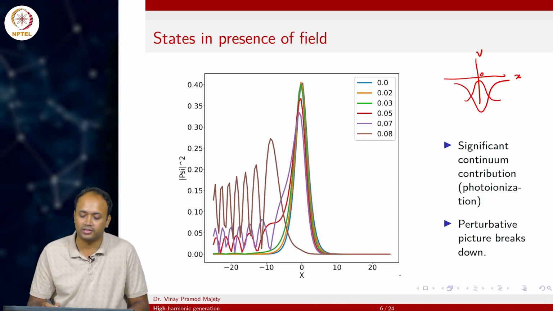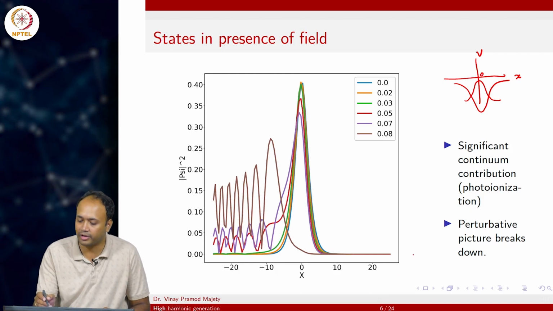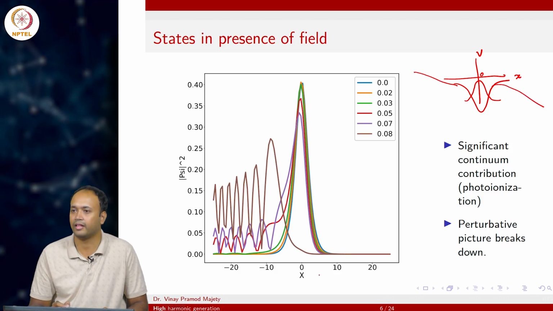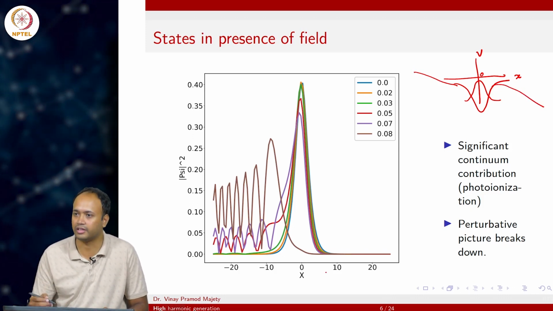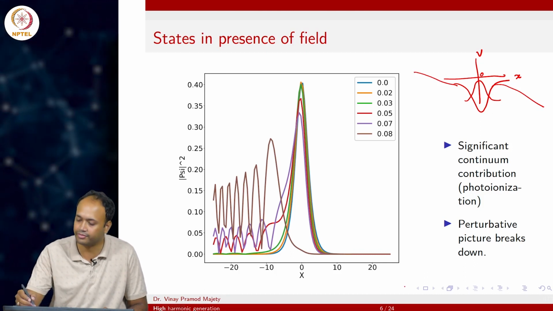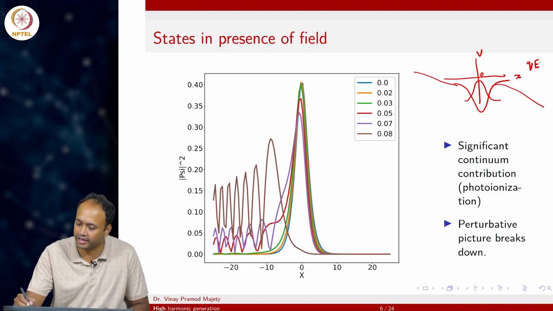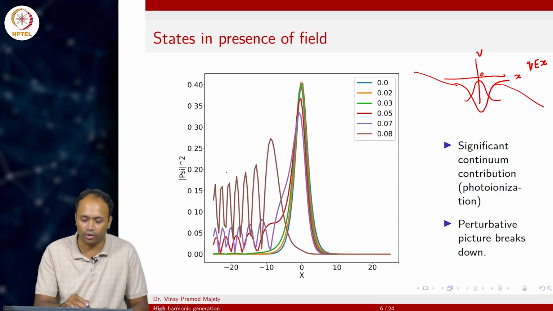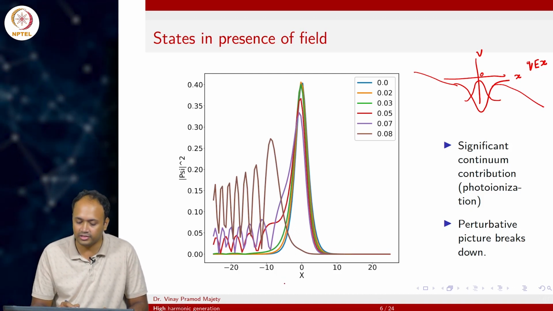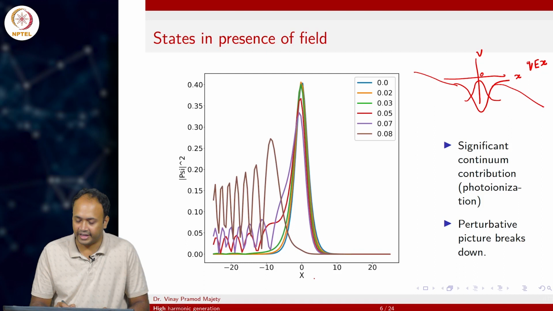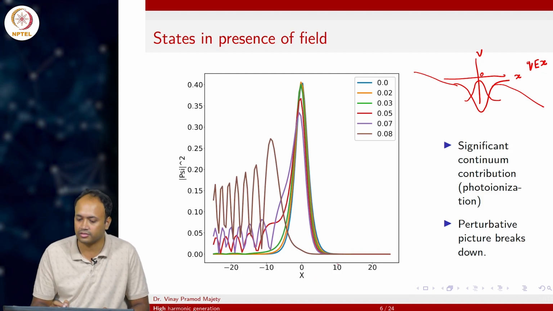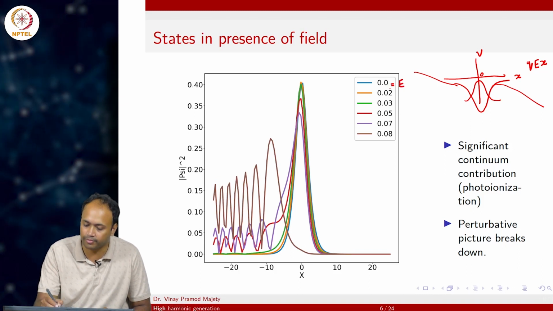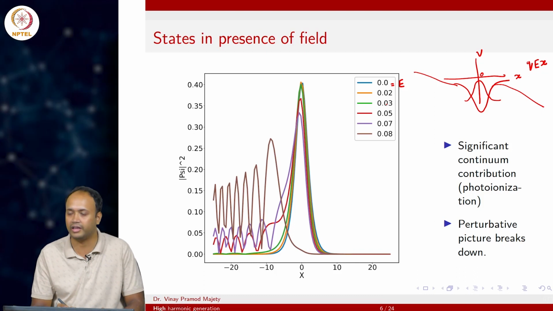Now, if you subject this state to a particular field, the potential overall gets modified to such a form. You have a linear function that's q times x times F, qFx or eFx. This gets added onto this Coulomb potential and distorts it. What is being plotted here is how the wave function psi squared gets modified as the field strength increases. So what you have here is the field strength: electric field equal to 0, 0.02, 0.03, and so on.